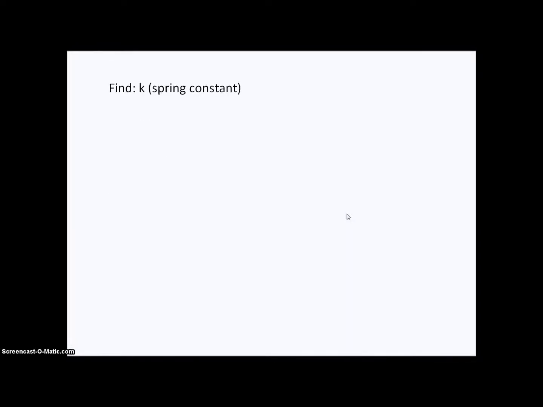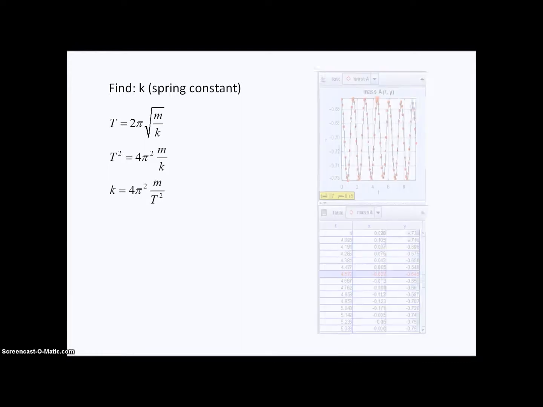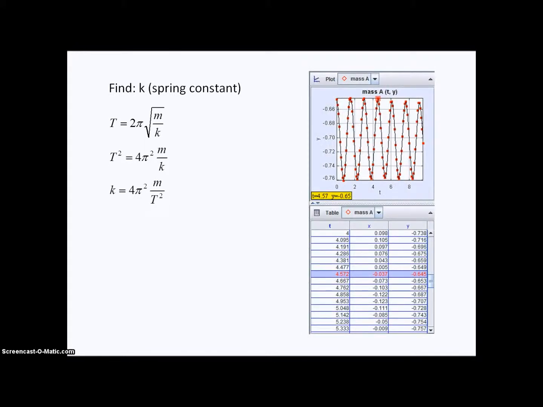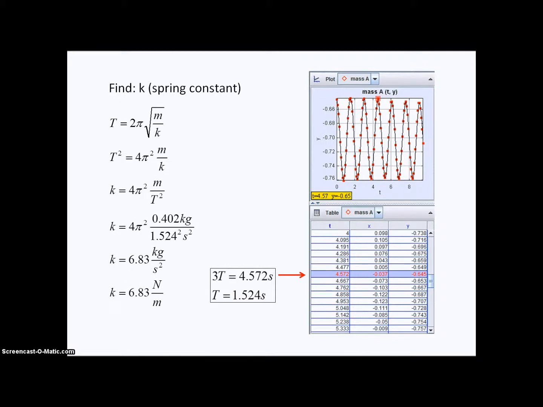To find K, we start with the formula T, which is the period of oscillation, equals 2 pi times the square root of m over K. We can rewrite this as K equals 4 pi squared times m over T squared. We can determine T by looking at our Tracker data. The system completes 3 oscillations in 4.572 seconds. Therefore, T equals 1.524 seconds. By plugging our known values into the equation, we can determine that K is equal to 6.83 newtons per meter.